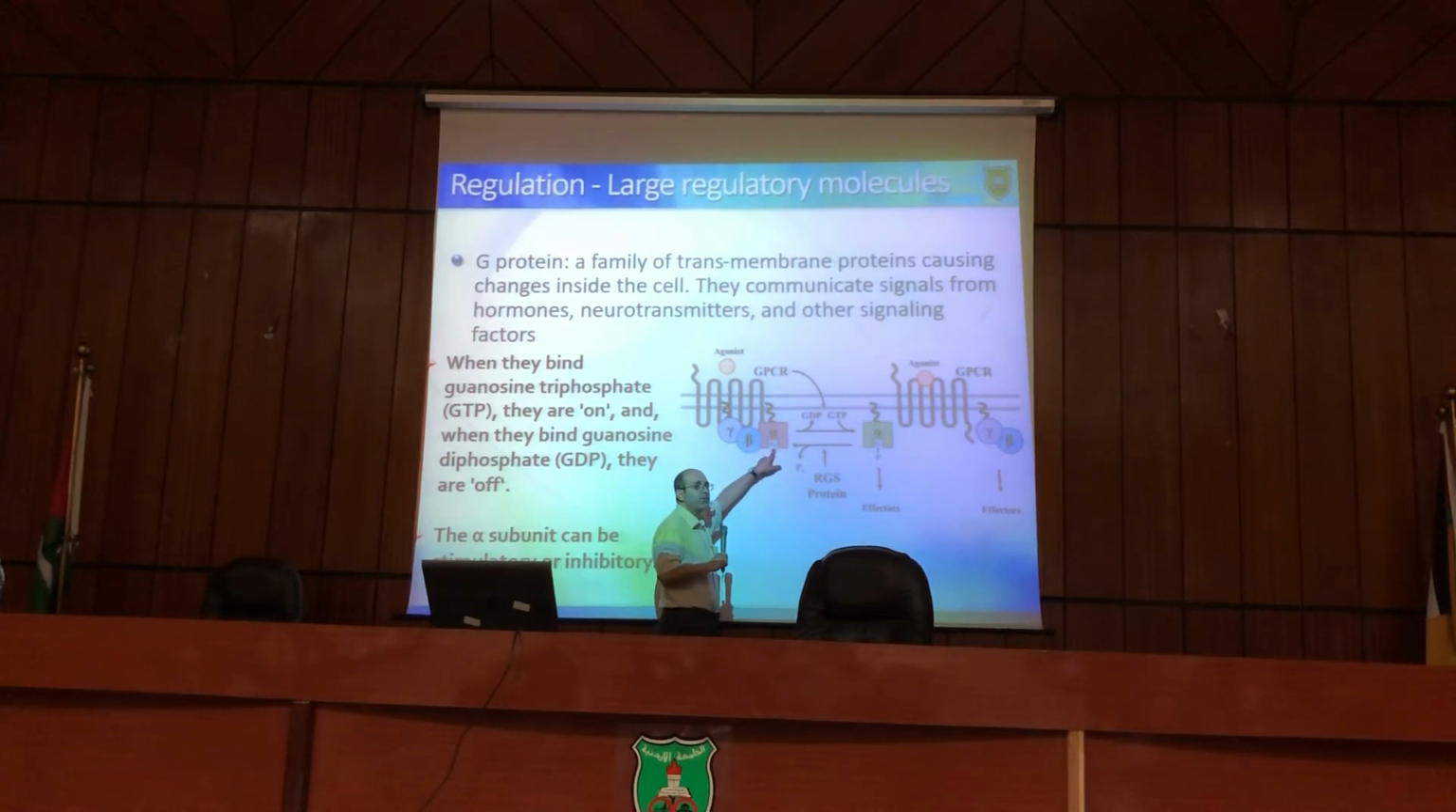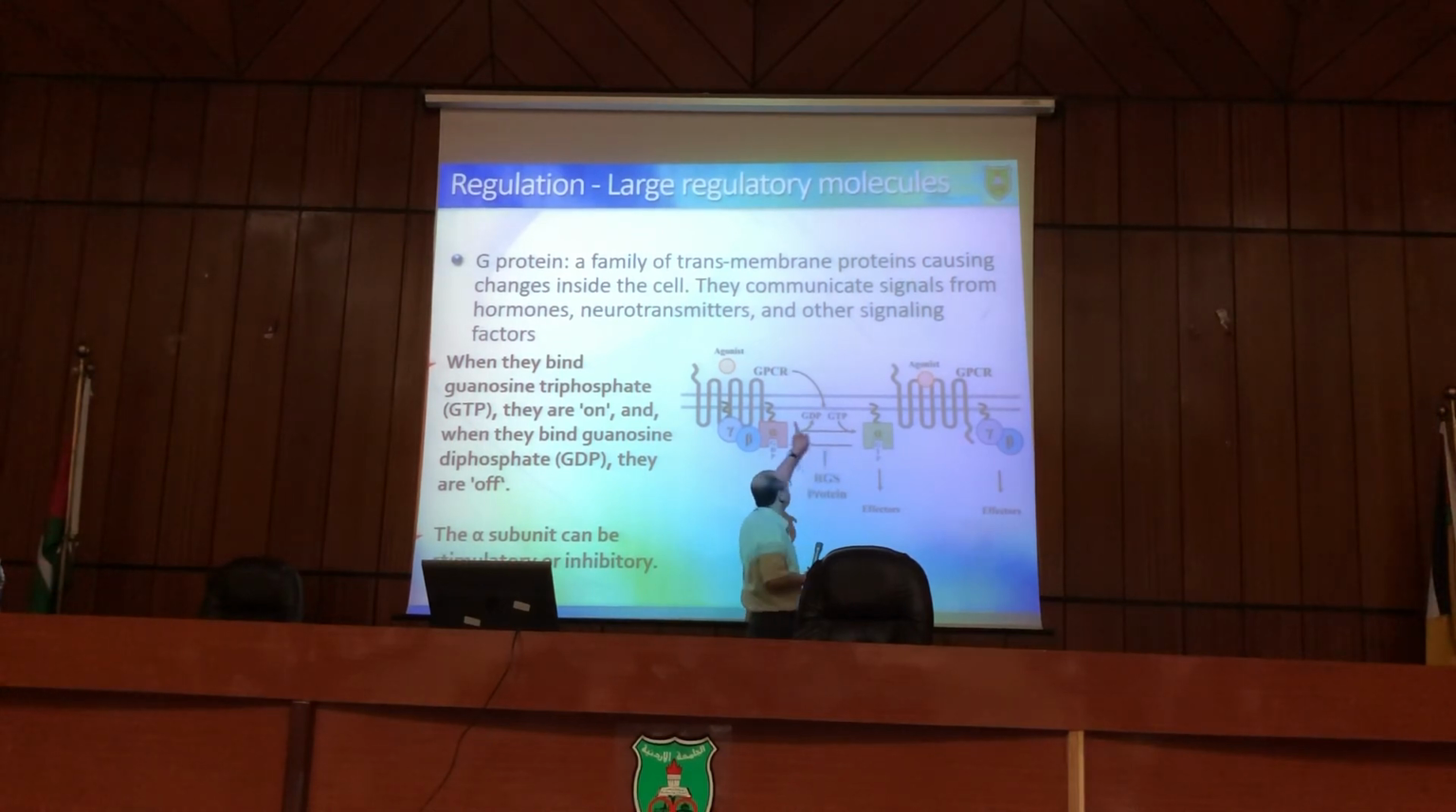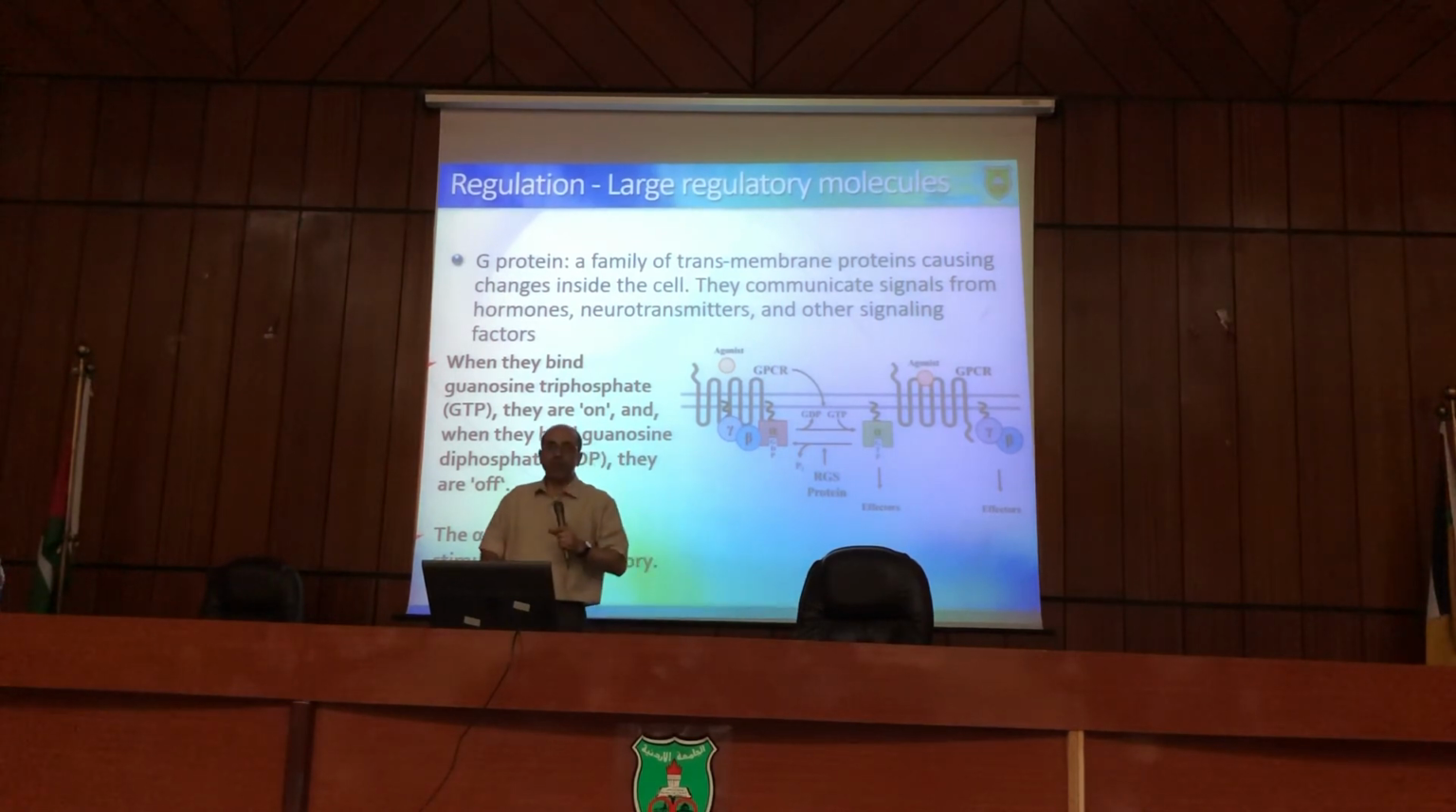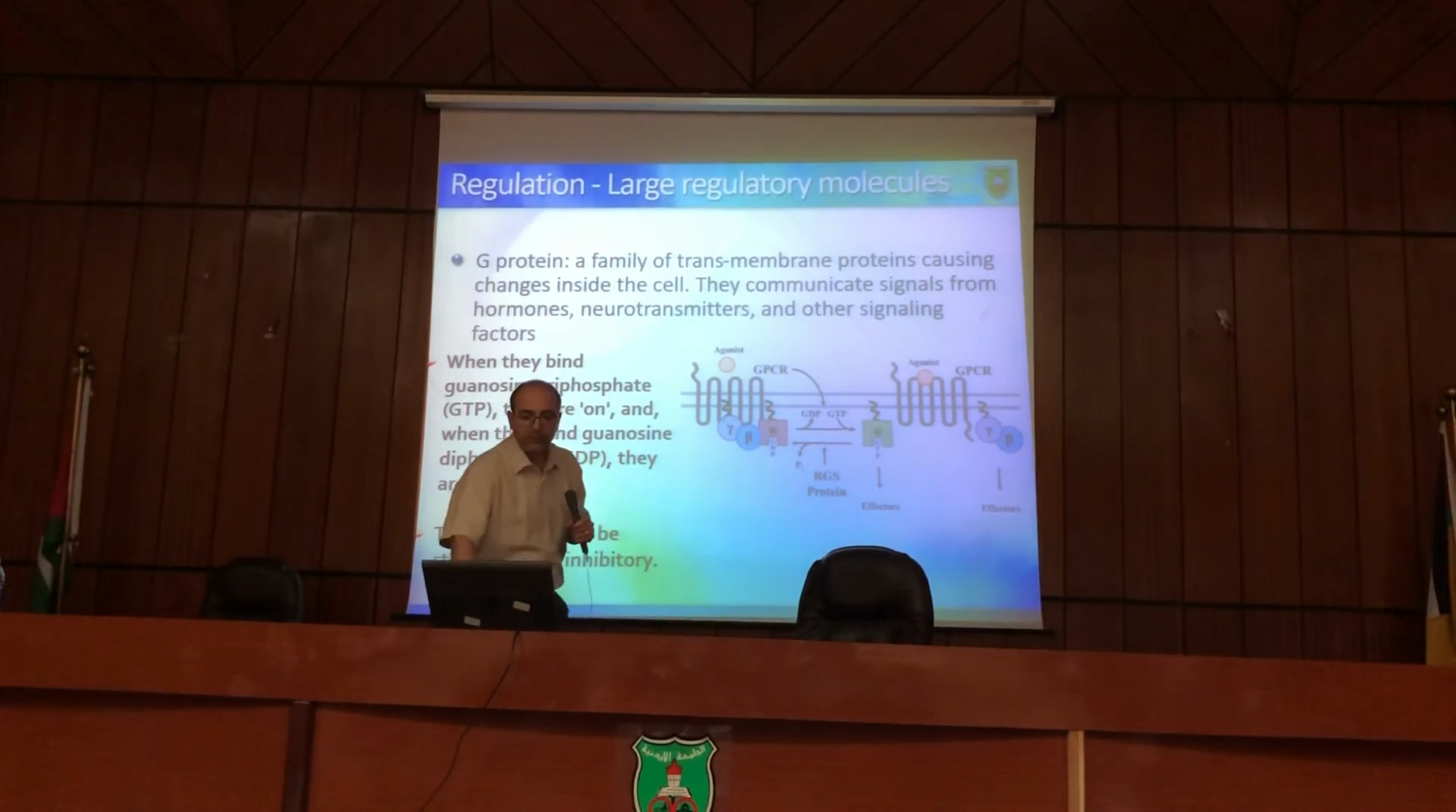What happens actually is that GDP is bound to the alpha subunit. Whenever the G protein binds to the receptor, GDP is released, and we have entry of GTP. When GTP binds, the alpha subunit gets released. Now, this alpha subunit can bind to effectors, can bind to other proteins, including enzymes.